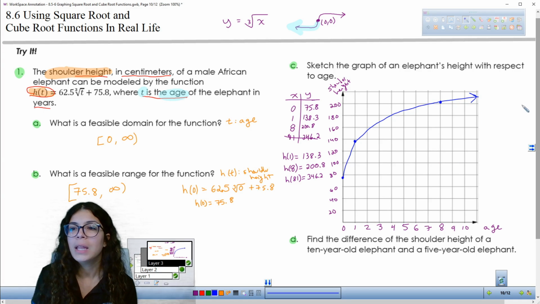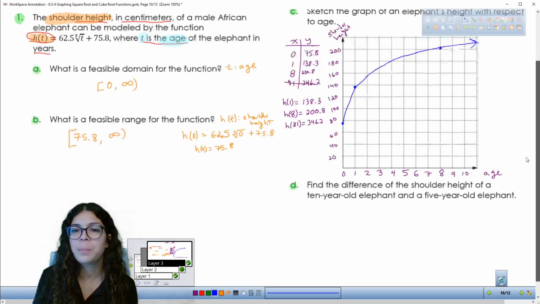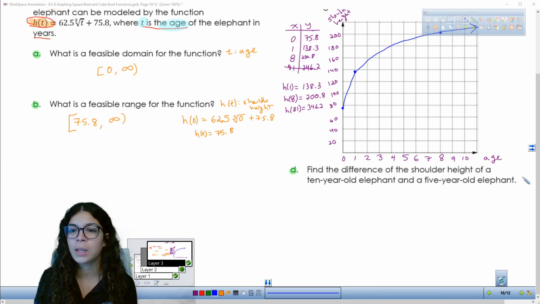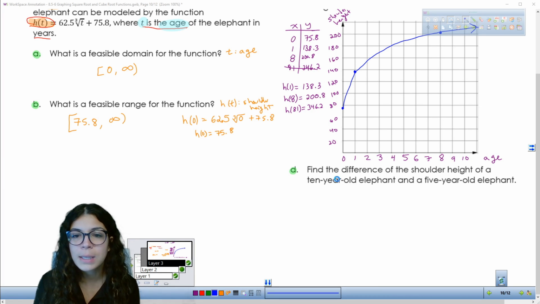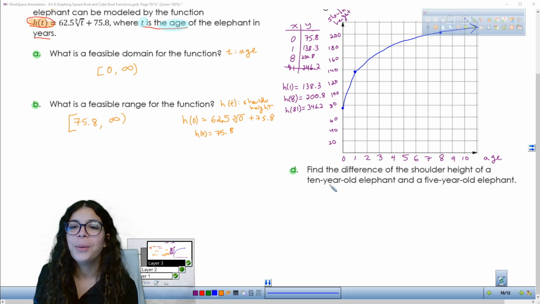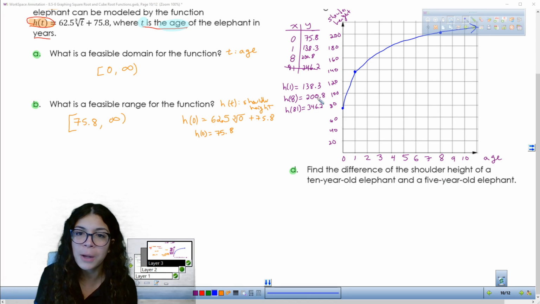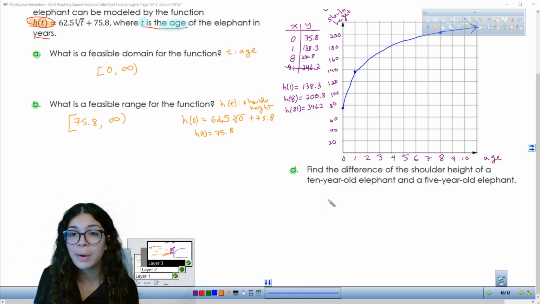Wonderful. Let's move on to the last part, part D. Find the difference of the shoulder height of a 10-year-old elephant and a 5-year-old elephant. Once again, we were so close to having one of these values already. We picked 8, but the 10-year-old elephant will have a shoulder height that is obviously bigger than 200, and the 5-year-old elephant would have a shoulder height that is smaller than 200. Well, we have to figure out what they are.